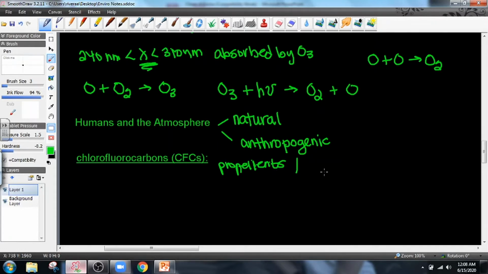So hairspray propellants, any sort of aerosols like spray paint, any of those kinds of compounds used CFCs in their propellants, and they were also used as refrigerants.